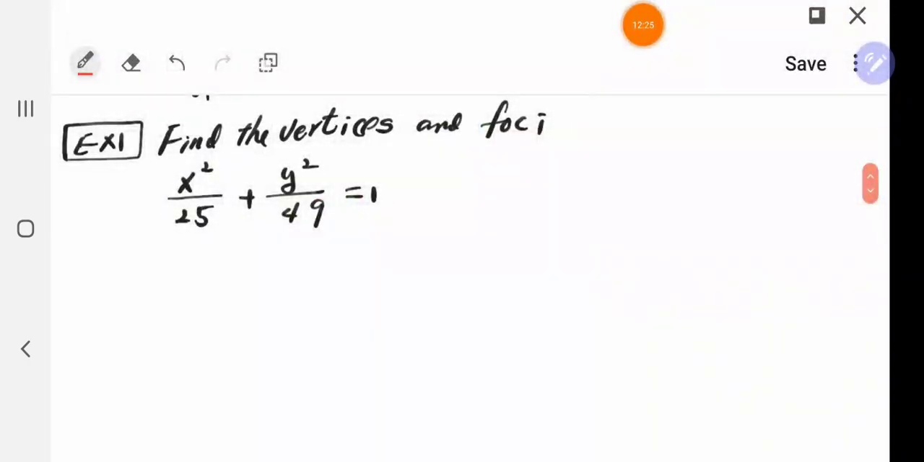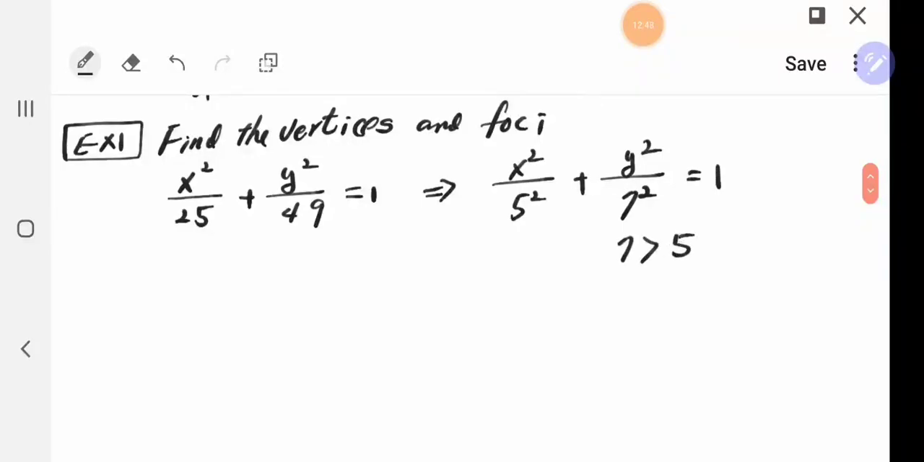So from this equation, let's find the vertices and the foci. Vertices are on the major axis. Let's rewrite this equation so the denominators are squares. 25 is 5 squared, and y squared over 49, 49 is 7 squared. Now 7 is greater than 5, and 7 is under the y squared. So this implies that the major axis is the y-axis.